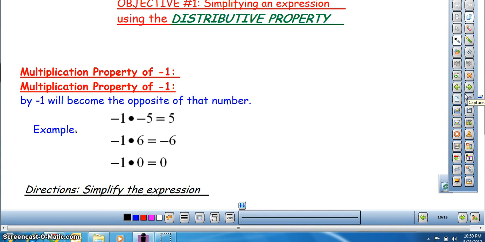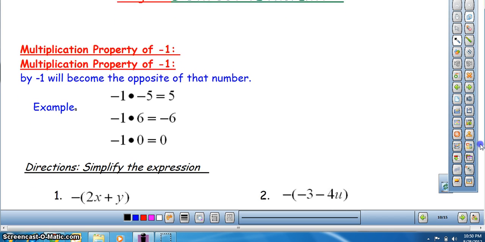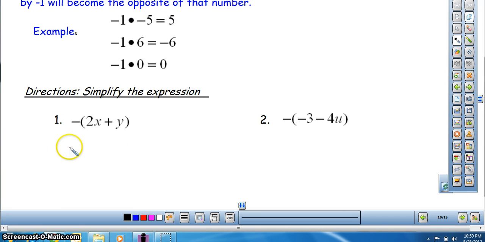The other thing that's really important is that -1, multiplication property -1, makes everything the opposite. Notice -1 times -5, positive 5. -1 times 6, -6. -1 times 0, still 0. Remember, 0 is neither positive or negative, so when we think of multiplying to get its opposite, we're not going to have an opposite. If we try these, what does this mean?